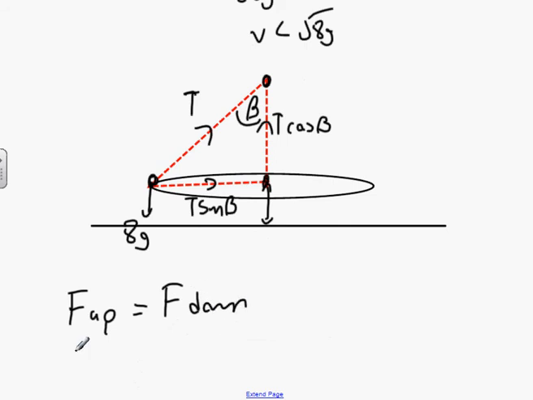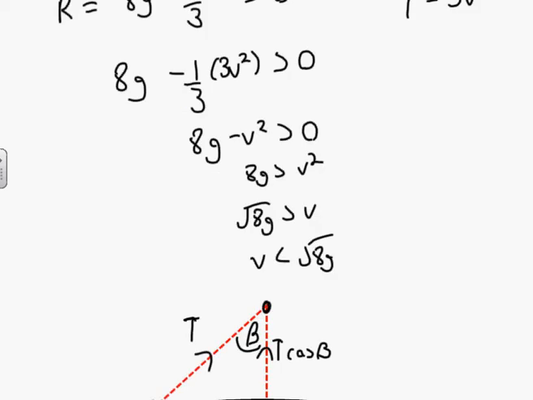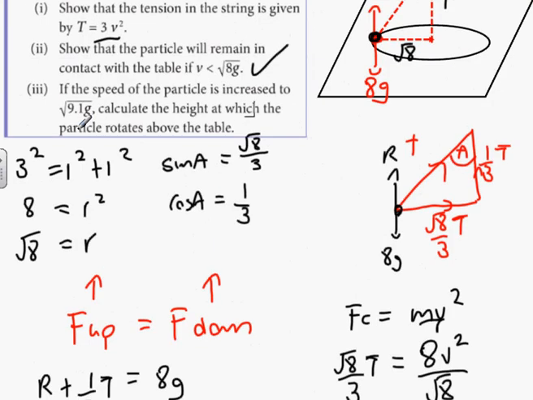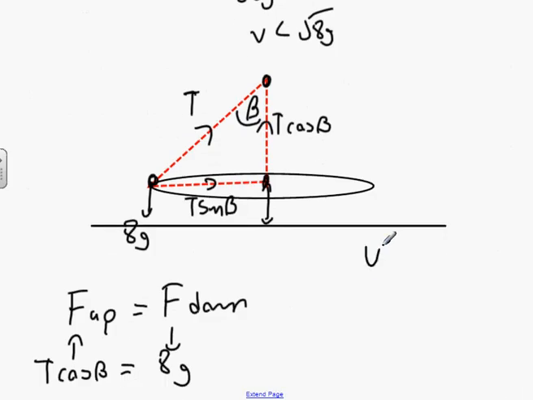Okay? So T cos B equals 8g. What goes up equals what goes down. And the other thing is V equals root 9.1g. Your centripetal force equals mv squared all over r.